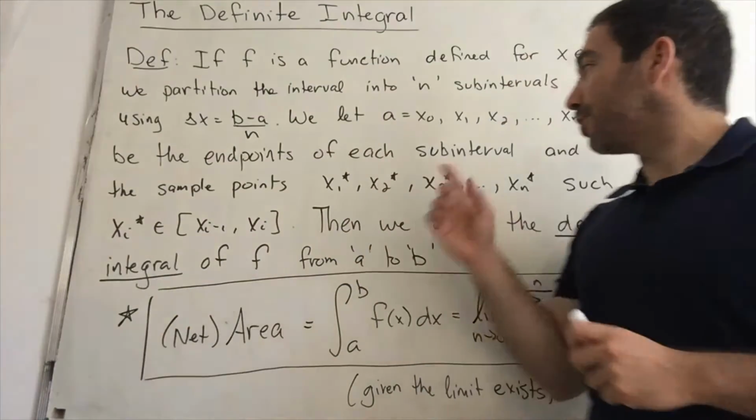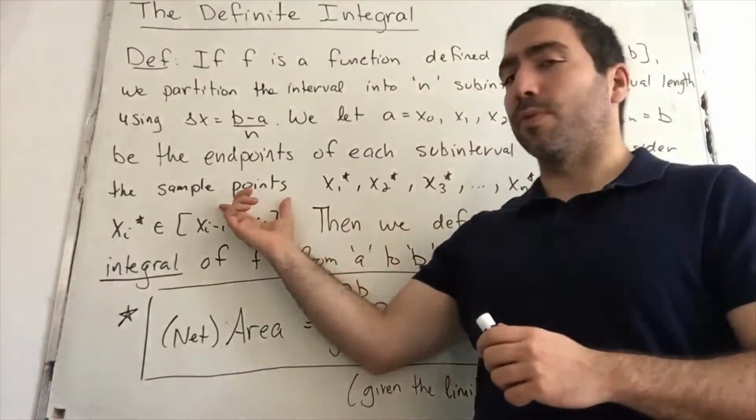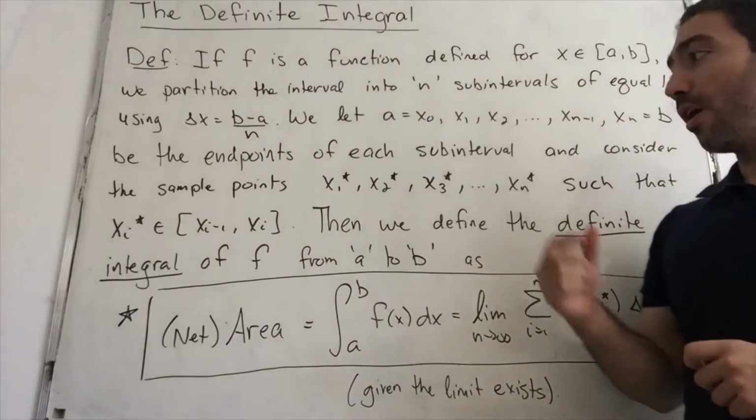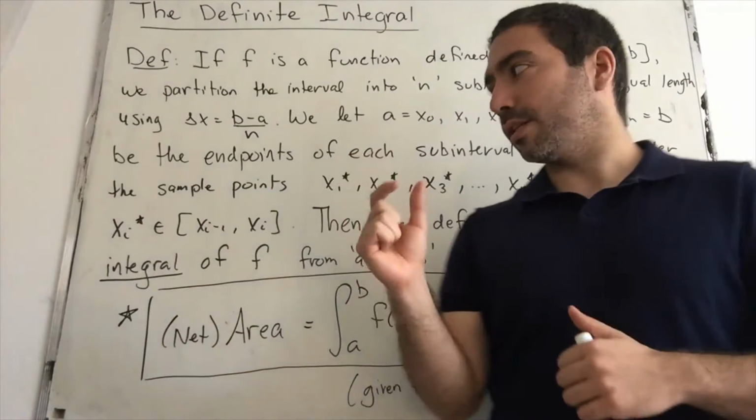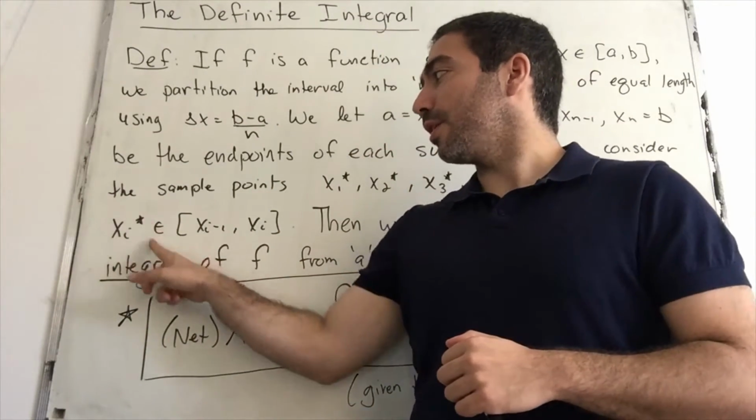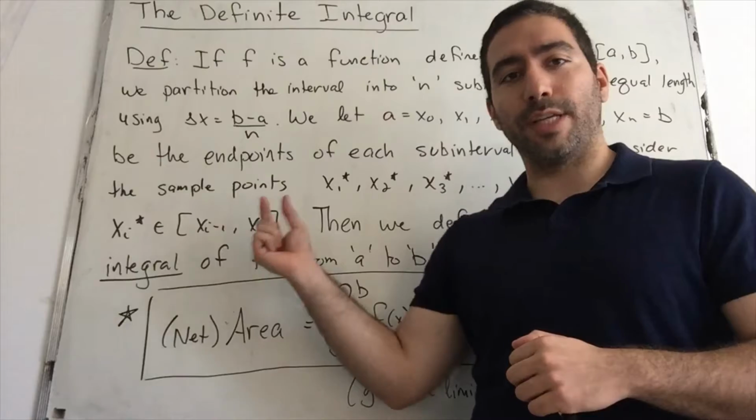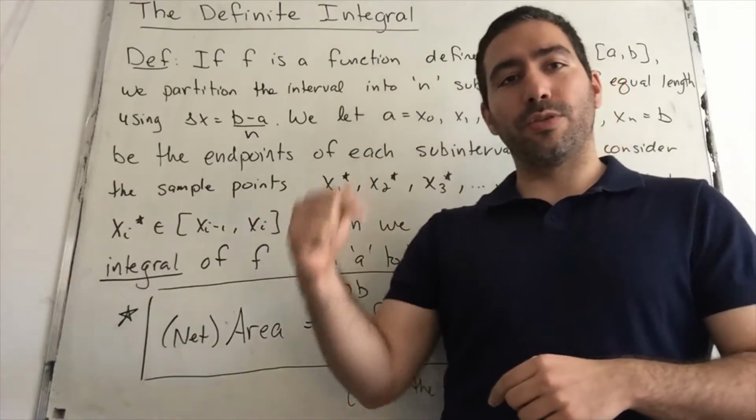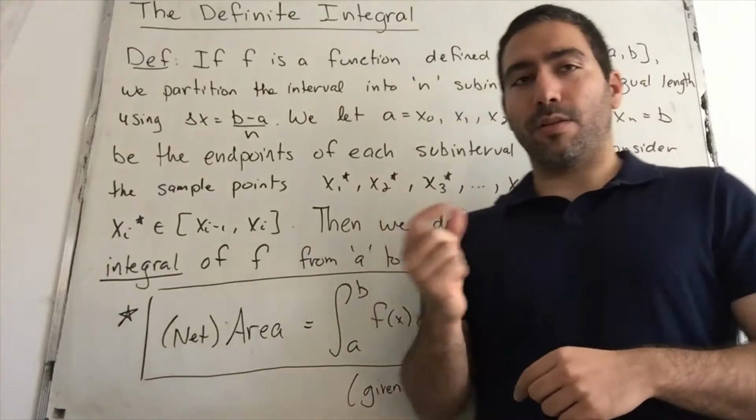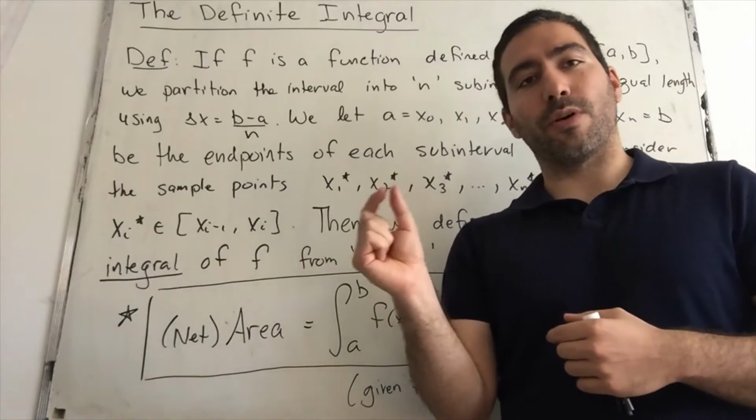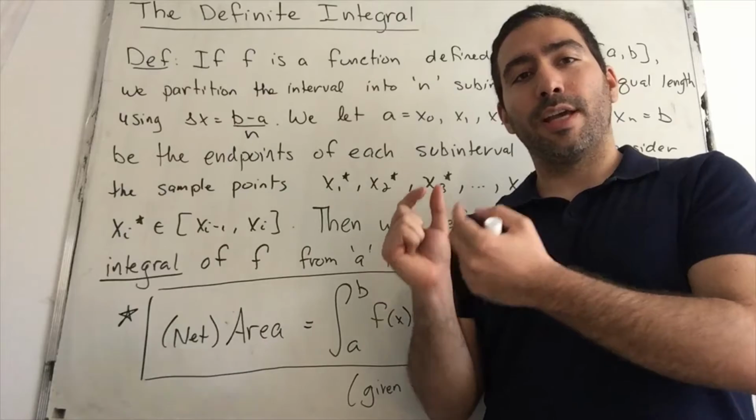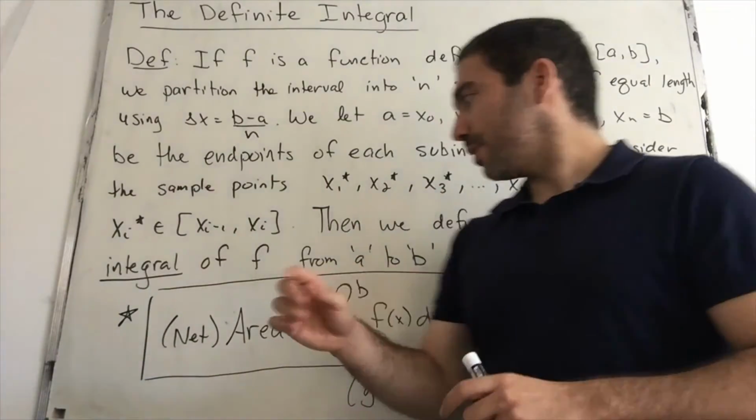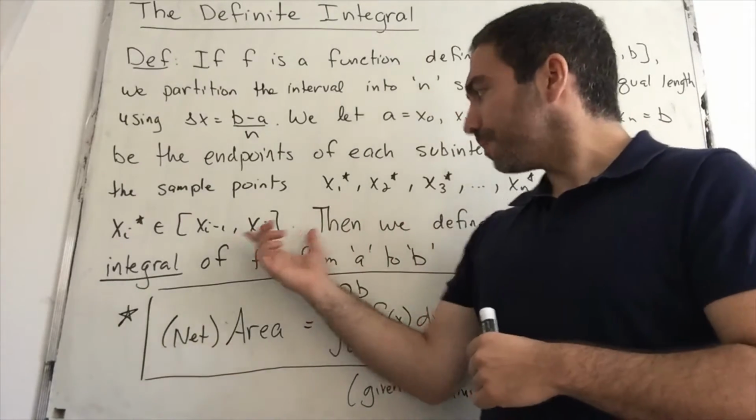These are the endpoints of each subinterval, and we consider sample points. The sample points, x1 star, x2 star, all the way to xn star, are values in between the intervals. So the xi star lies within our interval. In each subinterval that we created, we choose a sample point, and we're making the interval so small that we could choose any value in that interval and it won't affect our final answer. That's the idea of choosing sample points, just to make this more general.